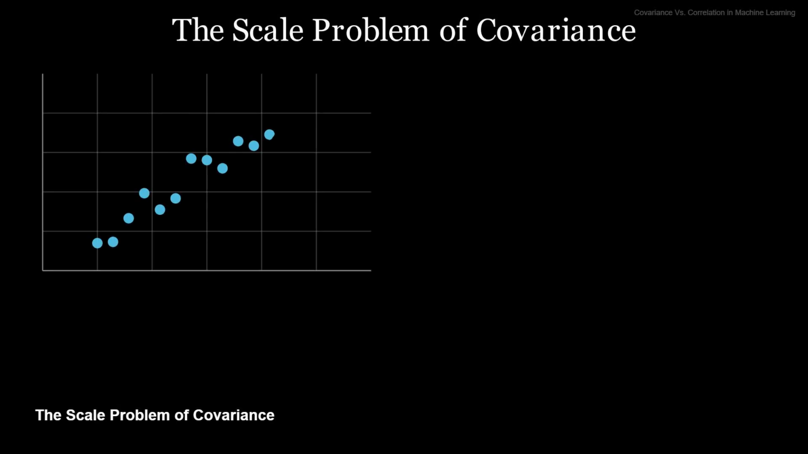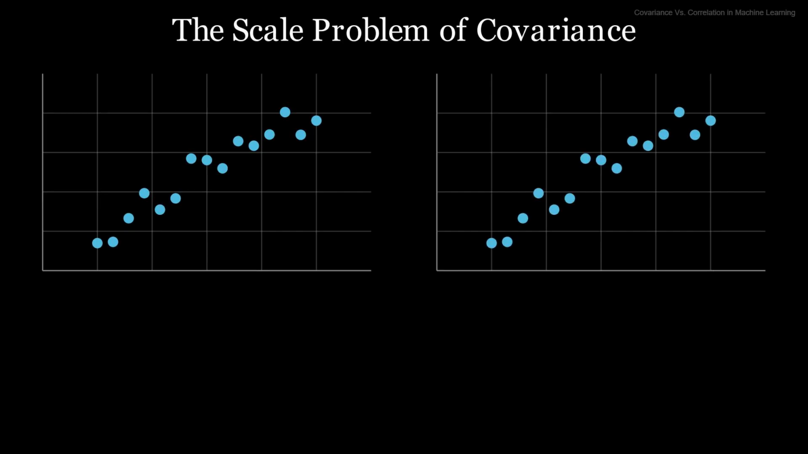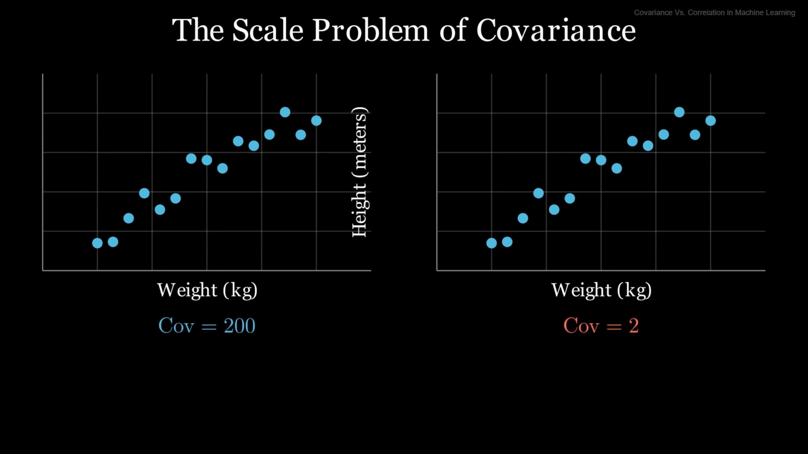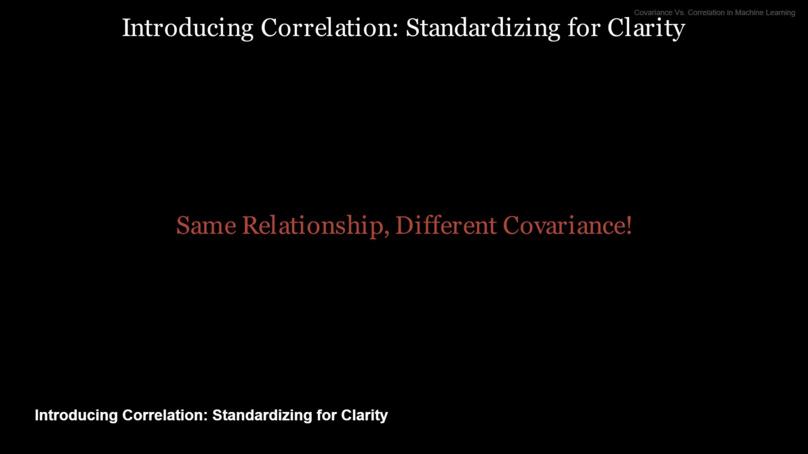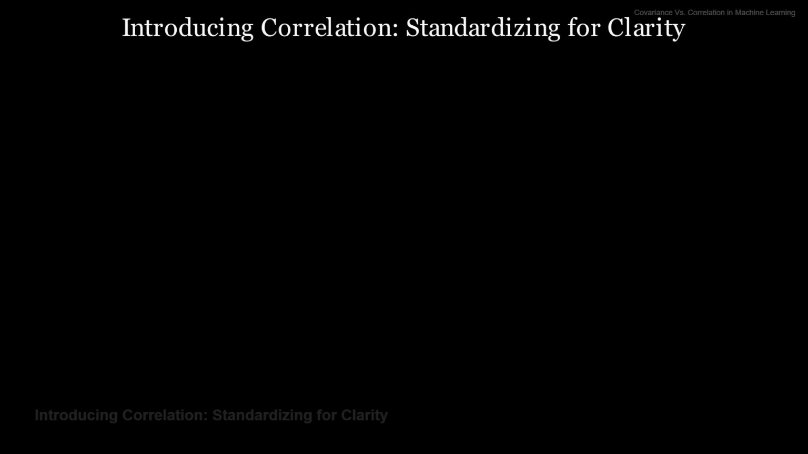While covariance tells us the direction, its magnitude is tricky. The actual number you get depends entirely on the units of your variables. For example, if we measure height in centimeters, the covariance will be a much larger number than if we measure it in meters, even if the underlying relationship between height and weight is exactly the same. This makes it impossible to compare covariance values across different datasets or variables with different scales, limiting its practical interpretability. This unit dependency is a significant drawback for covariance.